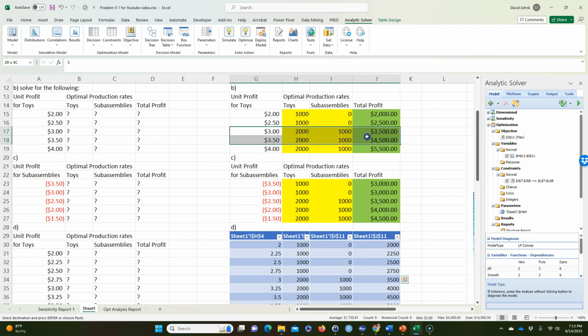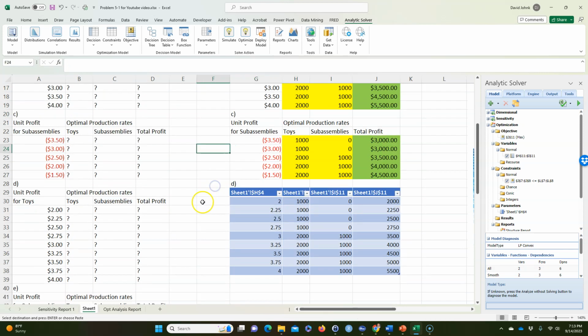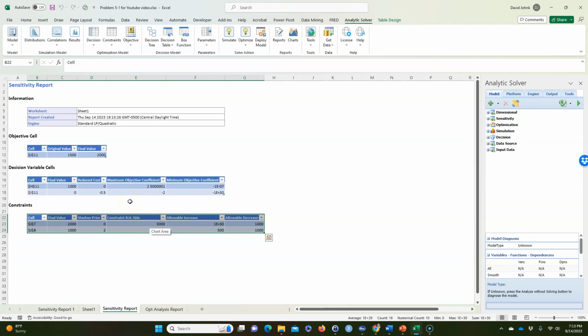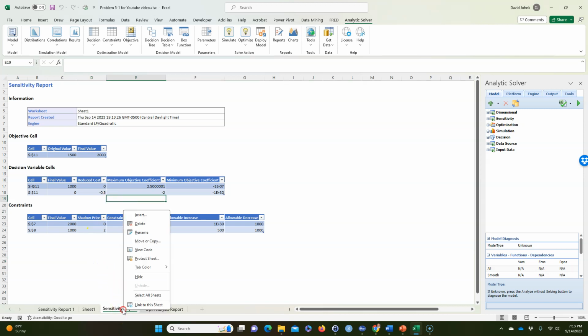Give me the same solution that Excel Solver did. The other thing I could try is going to a sensitivity report, and it gives me another sensitivity report, and even that's off for some reason. I don't like the way that looks, so ignore that.